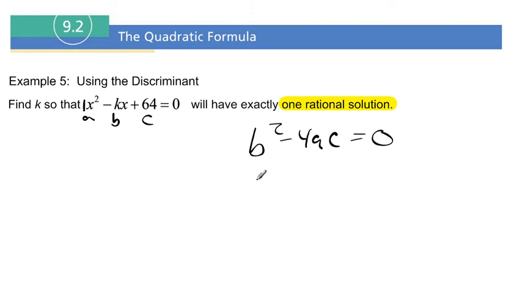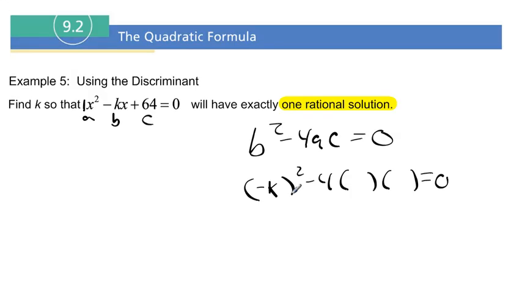So let's go and do it. We have b squared minus 4ac equals 0. We're trying to solve for k, so our b is k. Actually, I guess it's going to be negative k. Let me think about that. Should we put a negative k right there? Yeah, we'll put negative k right there.